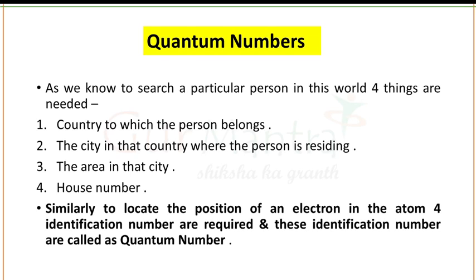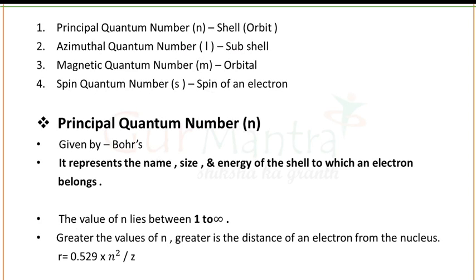Or we can say a quantum number is a value that is used when describing the energy levels available to atoms and molecules. The value of conserved quantities of a quantum system are given by quantum numbers. The set of numbers used to describe the position and energy of the electron. There are four types of quantum numbers. Number one is principal quantum number, which gives information about the particular shell to which the electron belongs. Number two is azimuthal quantum number, which gives information about the subshell of an electron. Magnetic quantum number gives information about the orbital, and spin quantum number gives the information about spin of an electron.